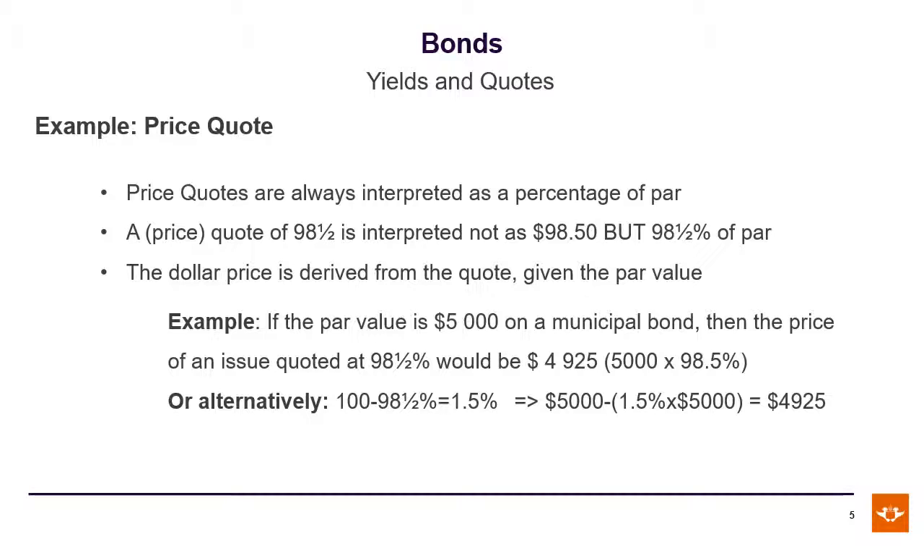We're looking here at an example of a price quote. Price quotes are always interpreted as a percentage of par. If you look at a price quote of 98.5, this is not $98.50, but 98.5% of par. So for example, if the par value is $5,000 on a municipal bond, the price of an issue quoted at 98.5% would be $4,925.